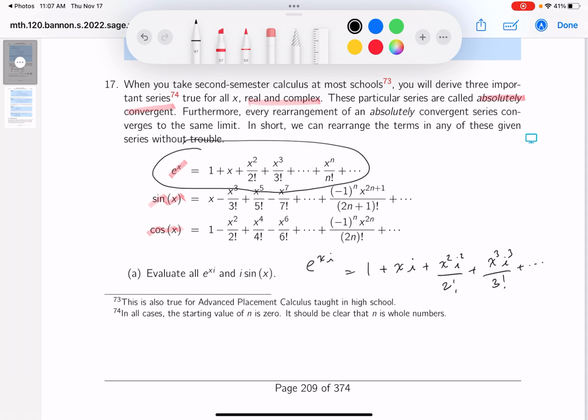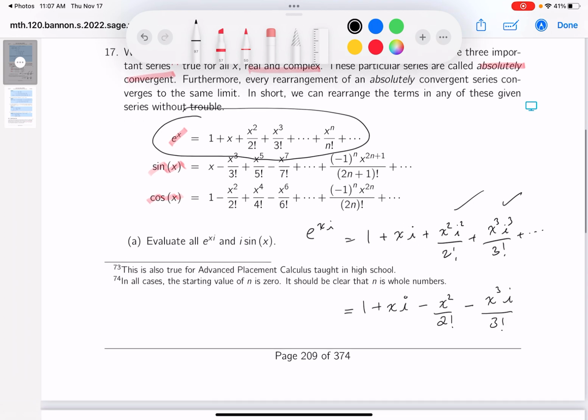I want to figure this out. What does this give me? It gives me 1 plus xi. That's not so bad, right? Now, if I did this term over here, I would get, let's see, i squared is minus 1, so I get minus x squared over 2 factorial. If I did this term over here, I would actually get minus x cubed i over 3 factorial.